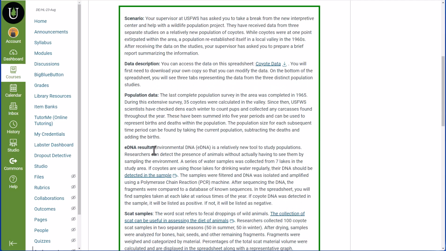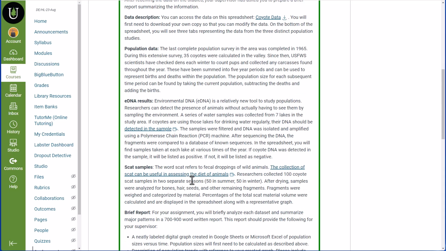You have some eDNA data, which essentially allows them to go in and sample lakes to determine if there is coyote DNA in there that would suggest whether or not they're actually using that lake. If we sample and get a positive result from a lake, the coyotes have been using it. If we get a negative, they're not using it. And then we're also going to see data from scat samples where they collected scat and then looked at what the coyotes have been eating at 2 different times of year.